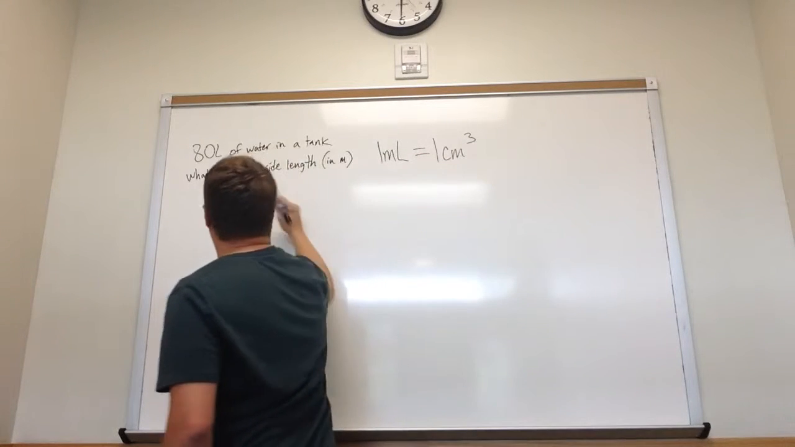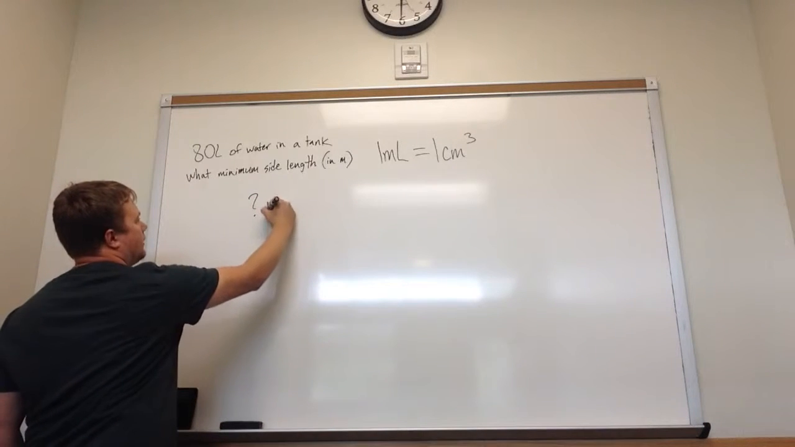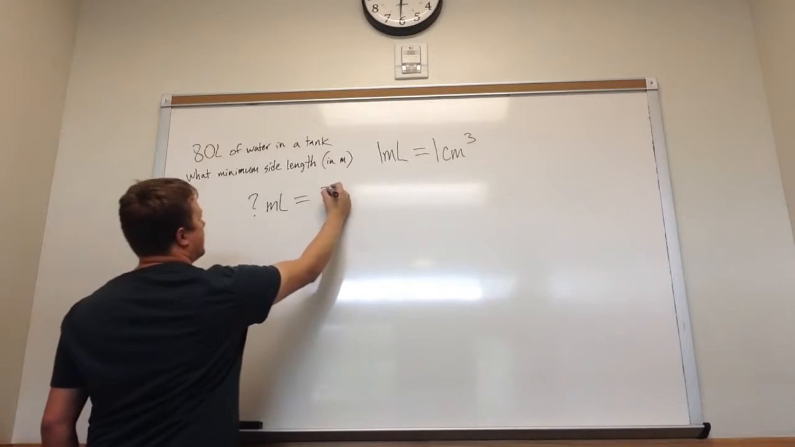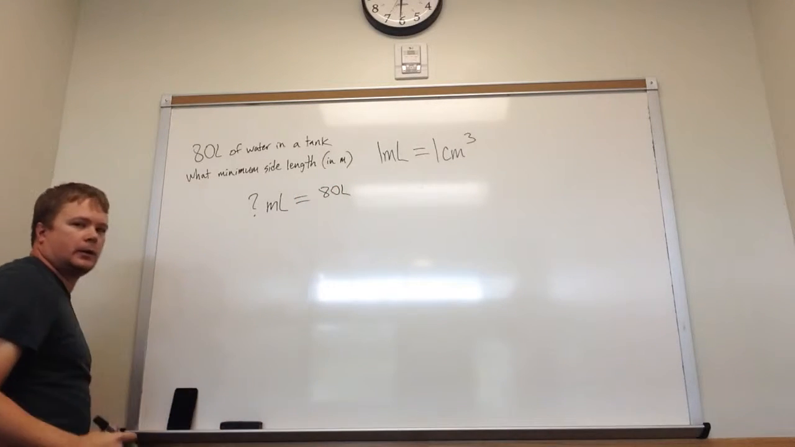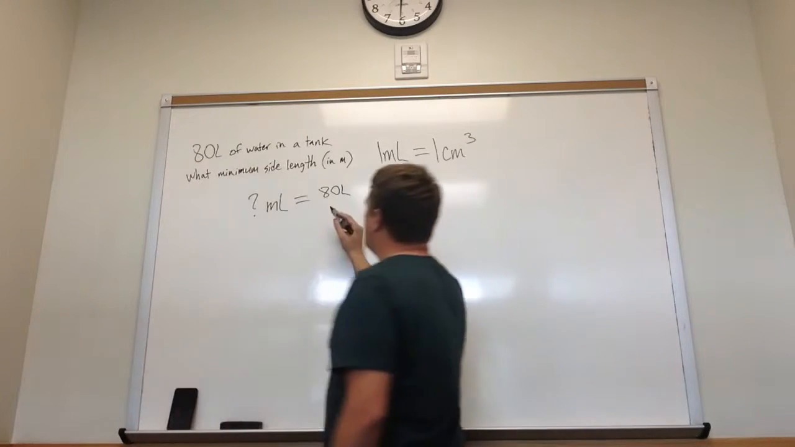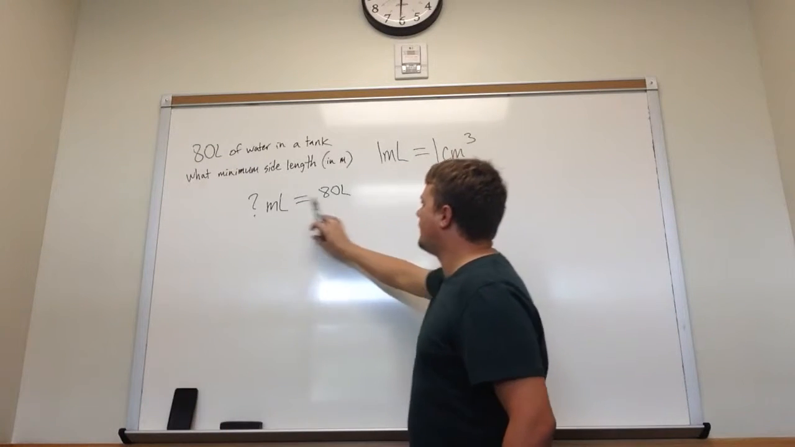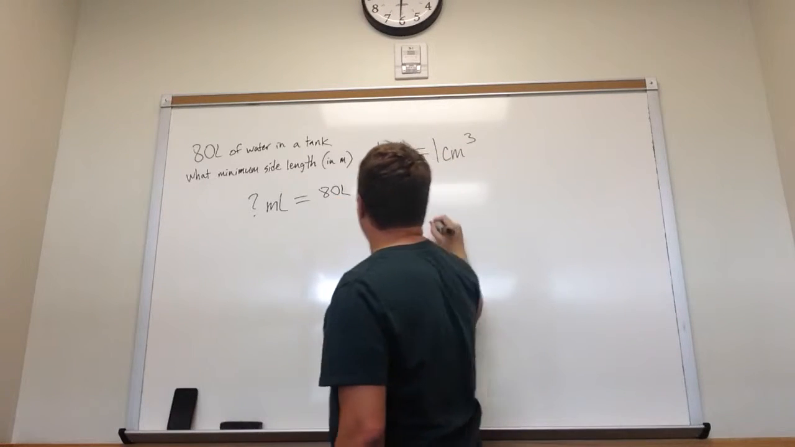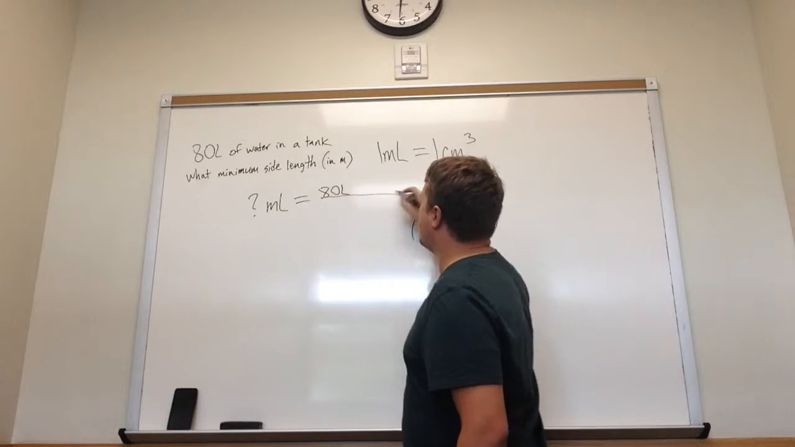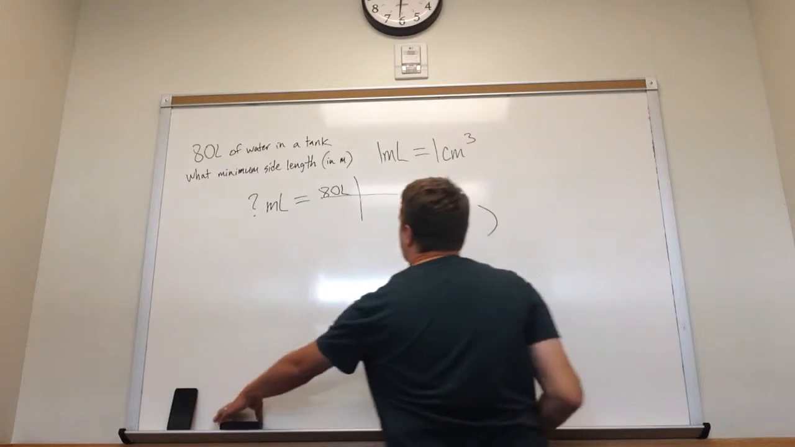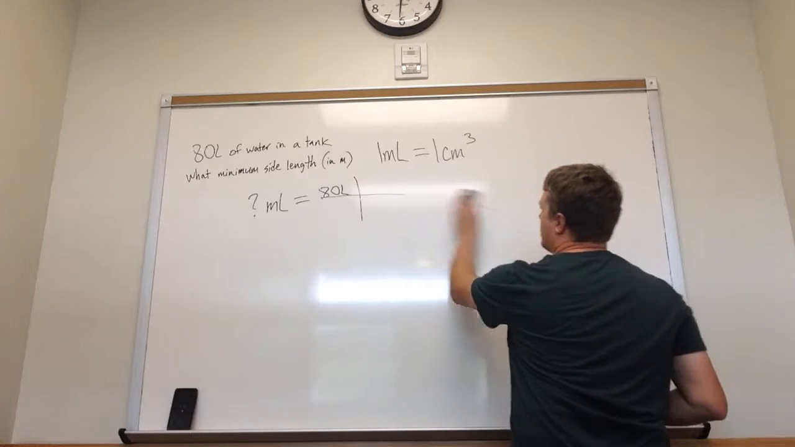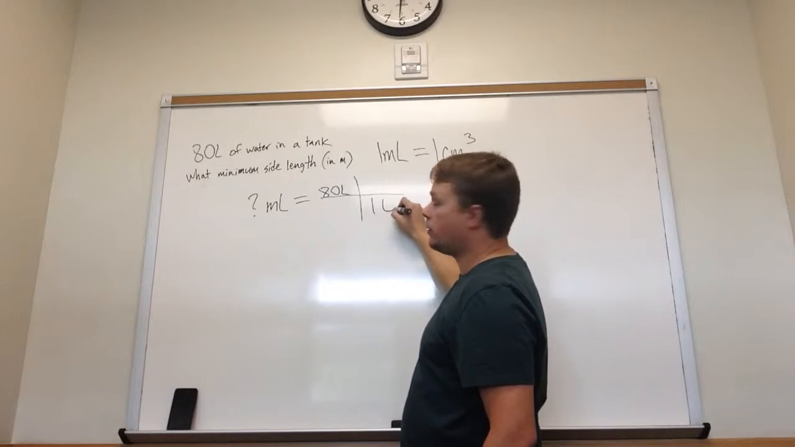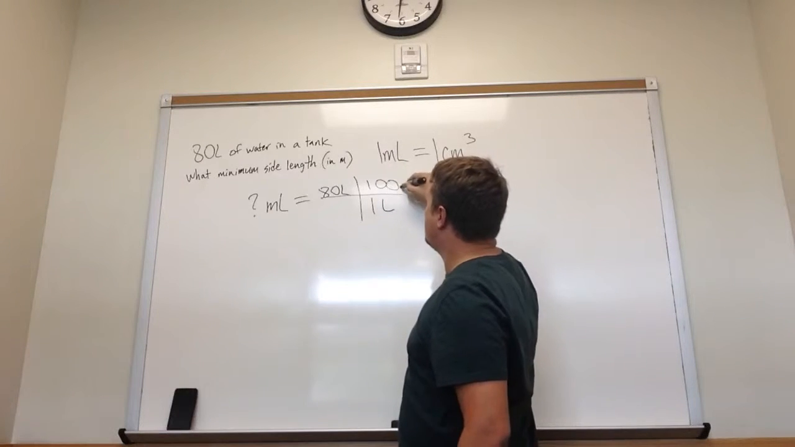So I always like to put how many of something before I do an equation. So how many milliliters is equal to 80 liters? This helps me keep track of where the units are going to go. And then instead of doing brackets like this, I like doing lines. So I do a line like that. Now the next thing you need to do is cancel out the liters to make milliliters. And in 1 liter, there's 1,000 milliliters.